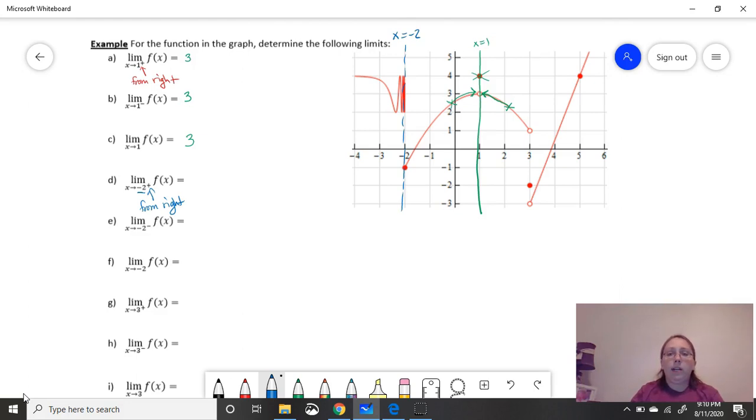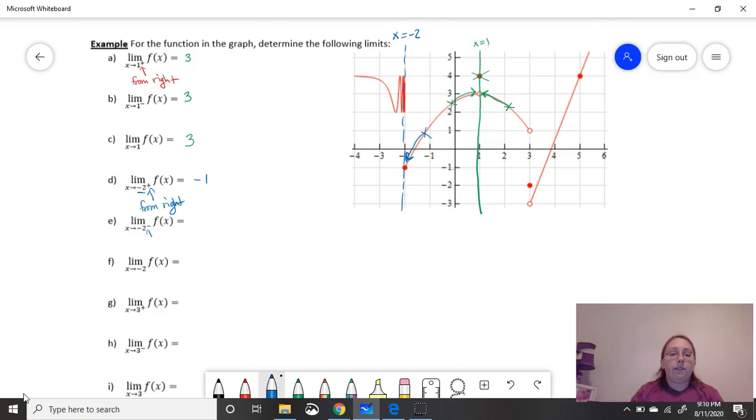So to the right of -2, I'm going to get on my curve and go towards that x value, following the curve. So what function value am I approaching as I approach this point? Well, this point has a function value of -1. Always give the y value for your function value. So -1 is going to be the limit as x approaches -2 from the right.